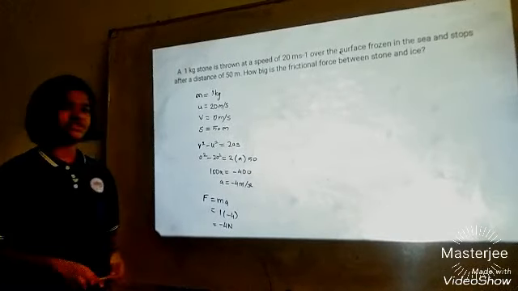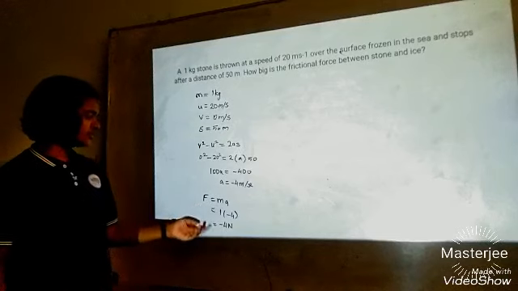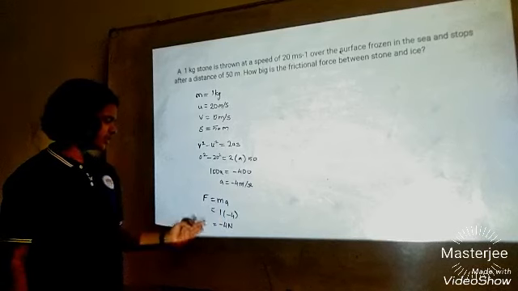Here the acceleration of that stone is minus 4 meters per second square, and force is equal to mass into acceleration, where mass is equal to 1 kg and acceleration is equal to minus 4, and force is equal to minus 4 Newton.